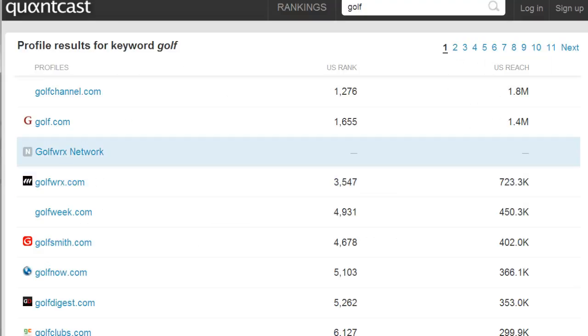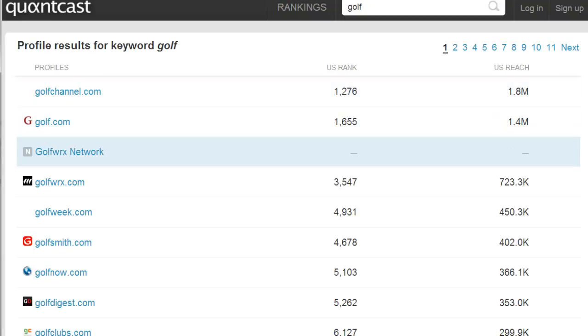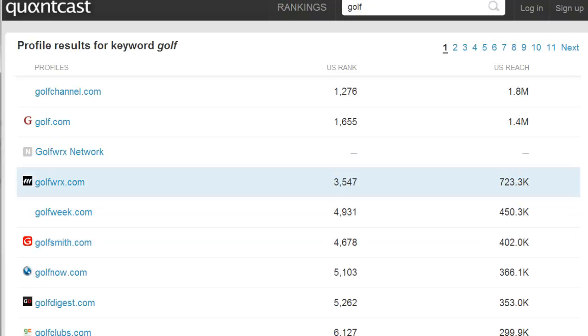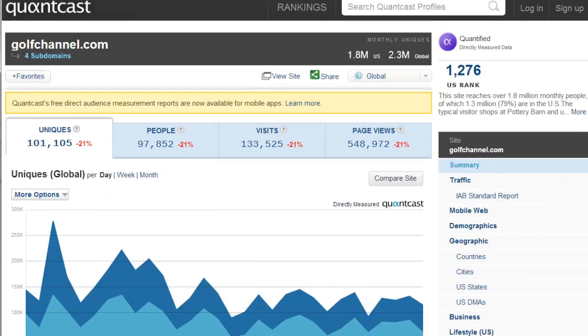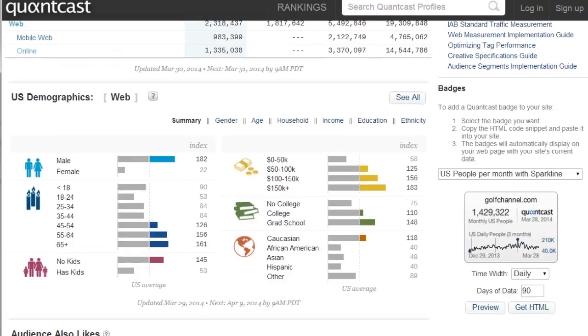And what Quantcast will do is it'll give you a list of sites, and you can basically go through these lists of sites. And what you're trying to figure out is not necessarily the rank or the traffic at the moment. You're trying to figure out the audience, right? So let's take a look at this. Okay. So golfchannel.com, we've got 101,000 uniques per day. That's a lot. But we're not really particularly interested in that. We're interested in the US demographics.